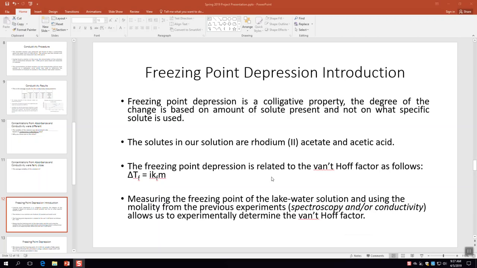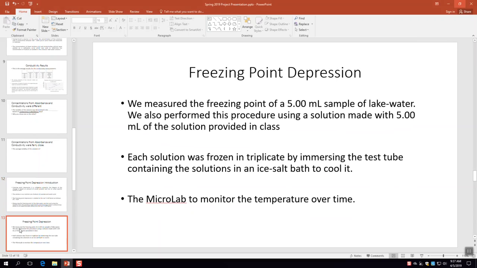The freezing point depression is related to the Van't Hoff factor as follows: delta T of freezing equals i times Kf, a constant, which is 1.86 degrees C per molal, times the molality. And in our case, we decided to use the molality from the spectroscopy part of the experiment to plug into this equation. In terms of our actual measurements, we measured the freezing point of 5 milliliters of lake water and 5 milliliters of the solution that was provided in class, which contained 0.5 grams in 100 milliliters of solution.